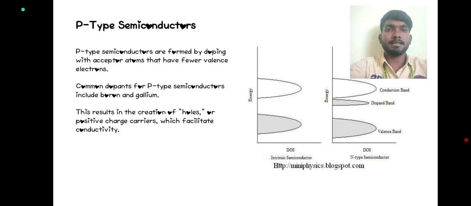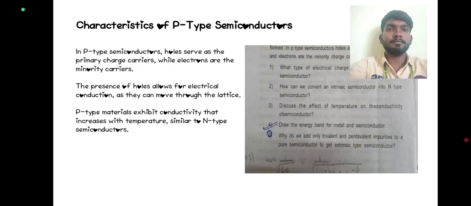P-type semiconductors. P-type semiconductors are formed by doping with acceptors, atoms that have fewer valence electrons. Common dopants for p-type semiconductors include boron and gallium. This results in the creation of holes, or positive charge carriers, which facilitate conductivity. This is the diagram of p-type semiconductors.